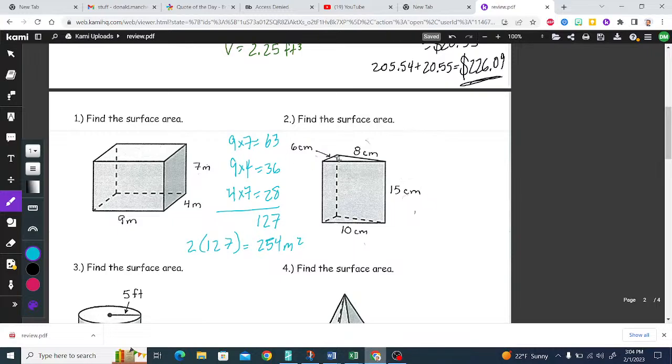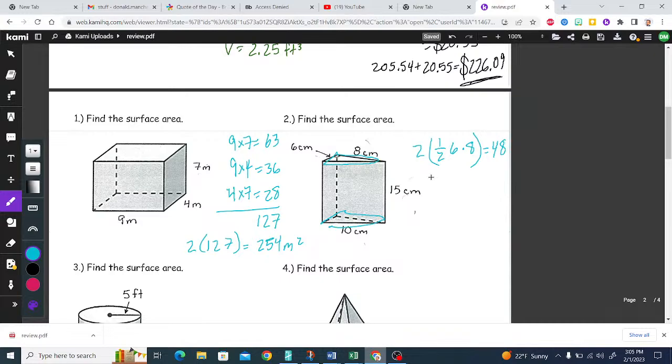So for the triangular prism, we have this top piece, which is the same as this bottom piece, and normally we would go 1/2 times 6 times 8, and that's fine. I'm going to write this down, 1/2 times 6 times 8 for the area of the triangle, but I have 2 triangles that are the same, so I multiply that by 2, giving us 48.